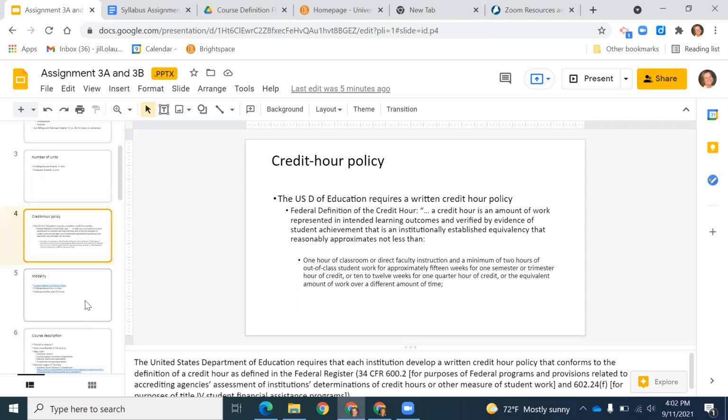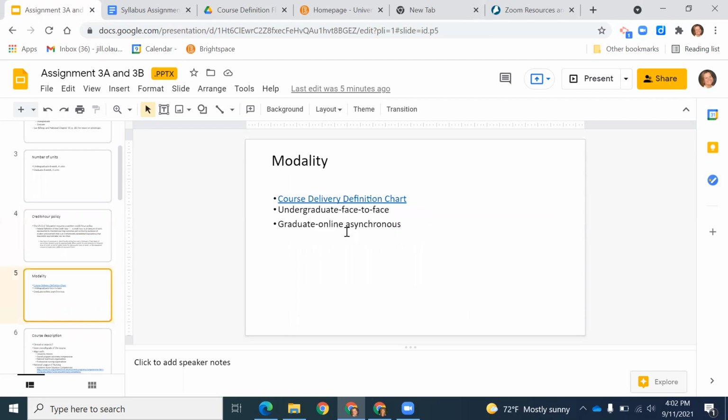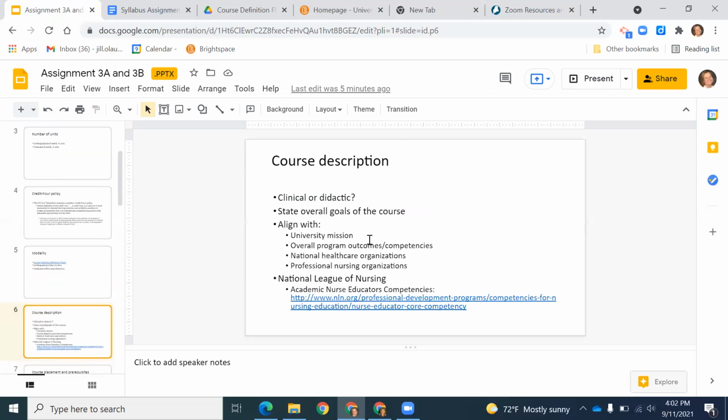The modality here we went over already. You look at that definition there that's in the chart there. Course description tells about the goals of the course.